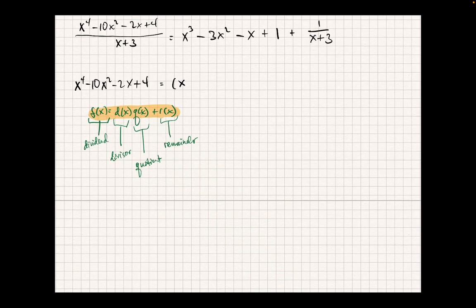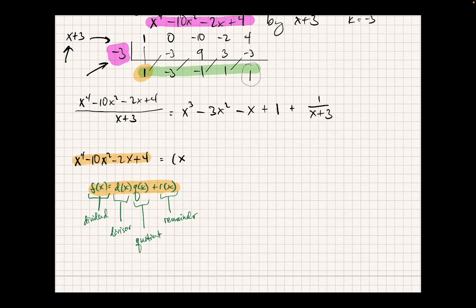So here is my dividend. What's my divisor? x plus 3. What's my quotient? x cubed minus 3x squared minus x plus 1. And in this way of writing it, with the dividend by itself and the divisor multiplied out front, I literally just write my remainder. What's my remainder? Plus 1, over x plus 3.